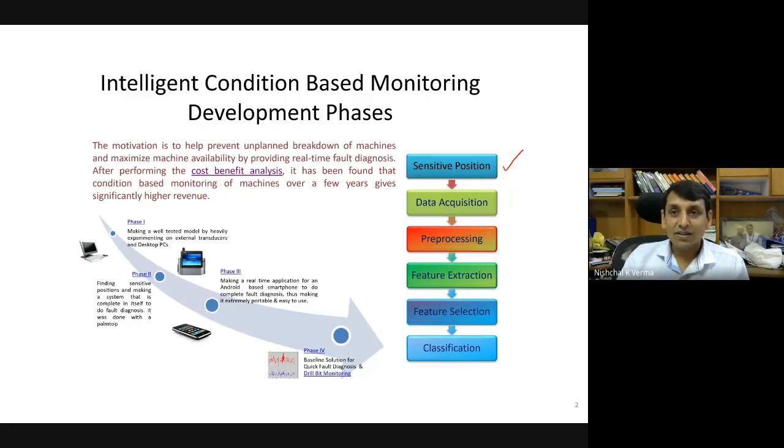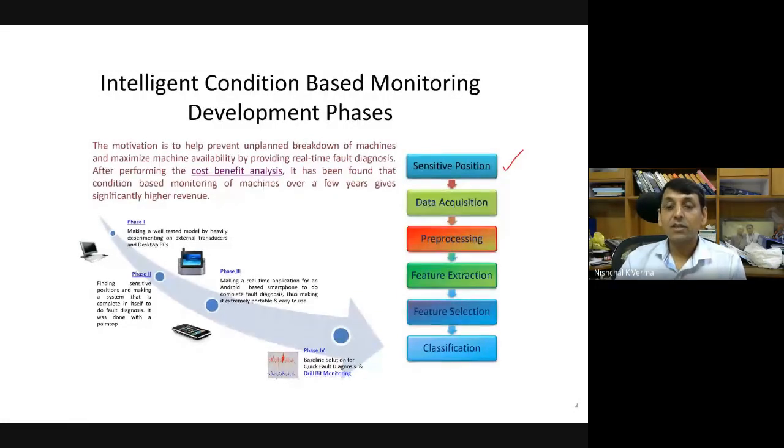Wherever we feel, this may not be a correct place. So if we place the sensor there, that may not be of any use, because this sensor may not be picking the right information comparative to the condition of the machine, right? With respect to the condition of the machine. Please understand that it is very important to understand this, that this sensitive position is very important.